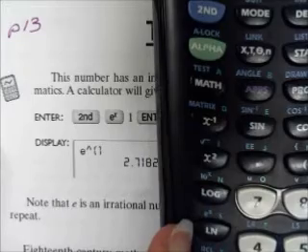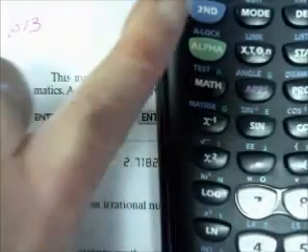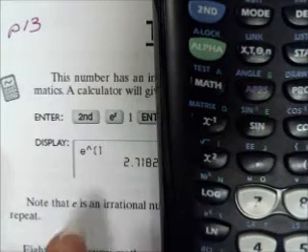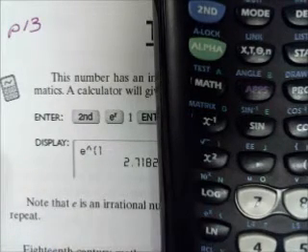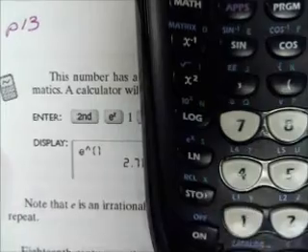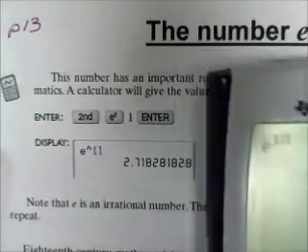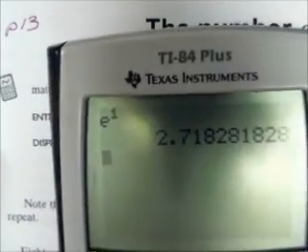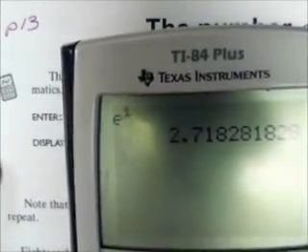So if we want to compute e, we would press the blue second button, e to the x, and then we would press the number 1. So e to the first power, and enter. And that yields that decimal.